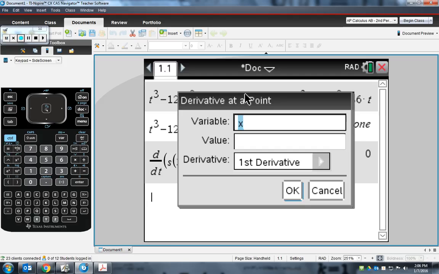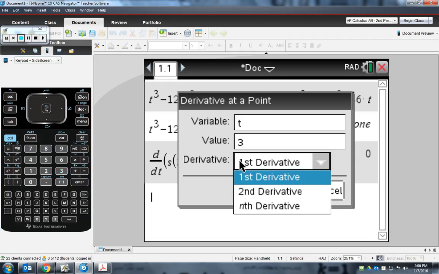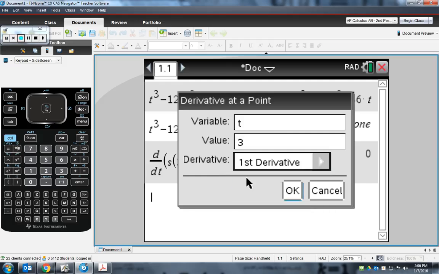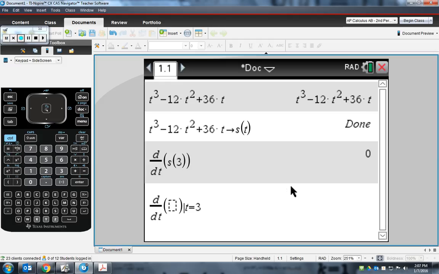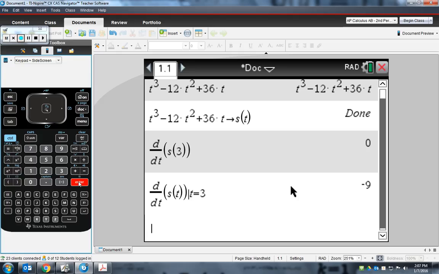I started the notes off today saying this. The variable is t. My value is at 3 seconds. I want to know the velocity, so I'm not going to change this to the second derivative. I'm going to keep it on the first derivative. And when I look at it, it looks a little different than what the other one did. What do you think I'm going to put here? S of t, not S of 3. Okay? So here we go. S of t, boom.